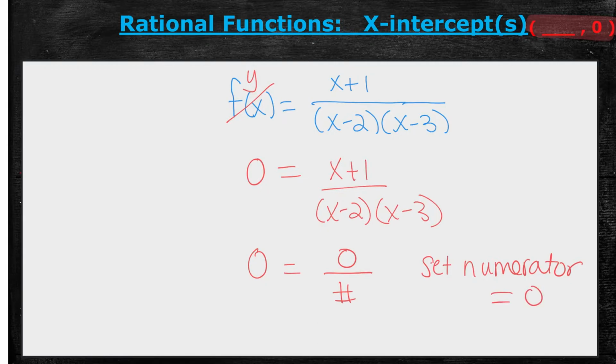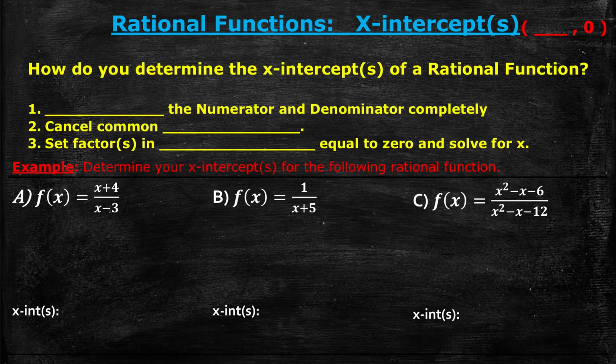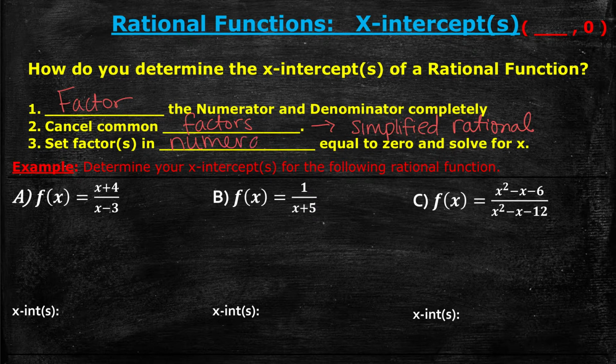So let's go ahead and write down these steps. Here are your steps for finding the x-intercepts. You are going to factor the numerator and the denominator completely, and you're going to cancel any common factors. That's going to get you to your simplified rational. Once you have your simplified rational, you're going to set the factors in your numerator equal to 0 and solve for x.